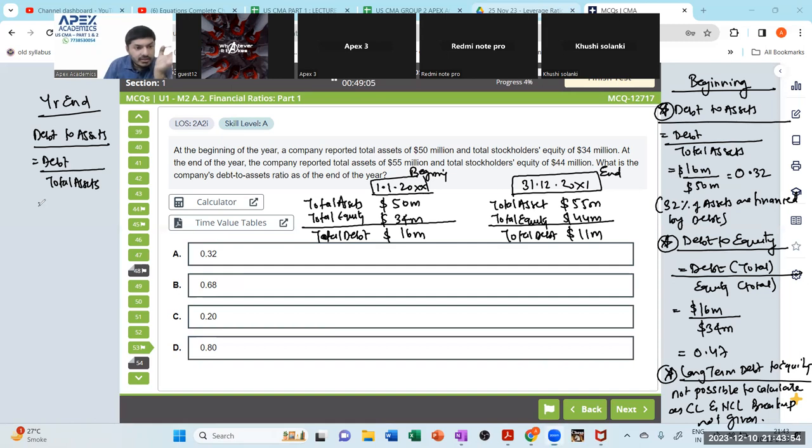What are the debts at the end? They are 11 million. And what are your total assets at the end? They are 55 million. So what will this be? 11 divided by 55. It is 0.2. What is the meaning of this? At the beginning of the year, 32% of your assets were financed by debt. Now 20% of your assets are financed by debt.